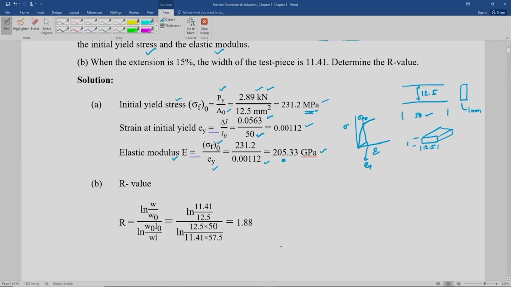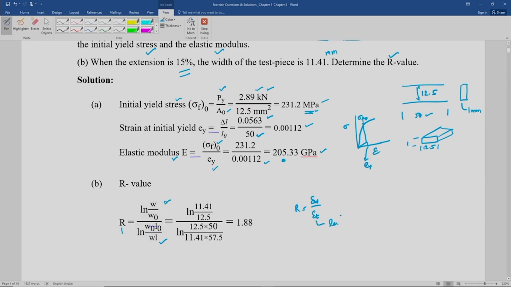Part B is about calculating R value, that is your plastic strain ratio, which is going to quantify anisotropy of the sheet. When the extension is 15%, width of the test piece is 11.41 mm, you have to determine the R value. R value is known to you. R value is nothing but true width strain divided by true thickness strain, that we already know, which is what I have given here: ln of W by W naught divided by ln of W naught L naught divided by WL. And this also we derived in the last class.